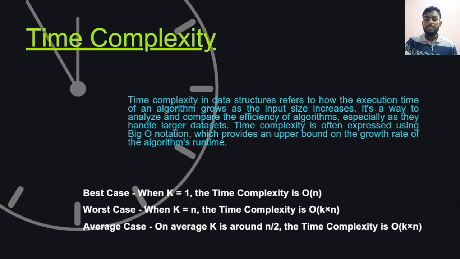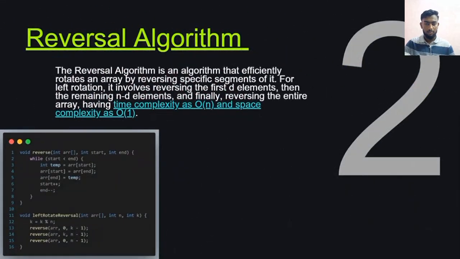Now the time complexity for the best case in this algorithm is O(n). The worst is k into n, O(k × n), meaning the number of times k will be rotating the positions, then n times. The best case is when k equals 1, and the worst case is when k is the fifth element or the last index number. The average one is also k into n.